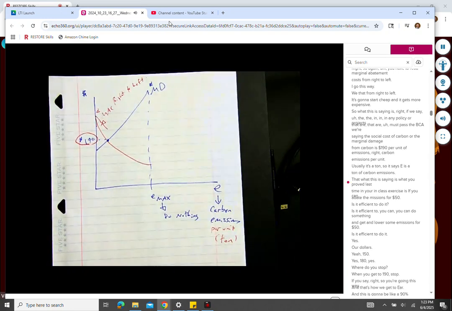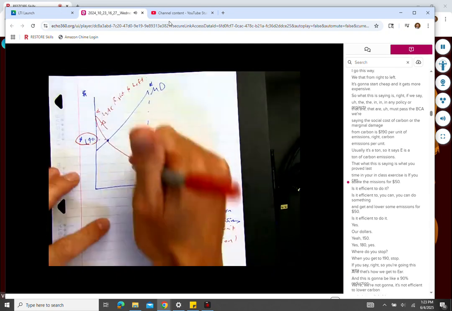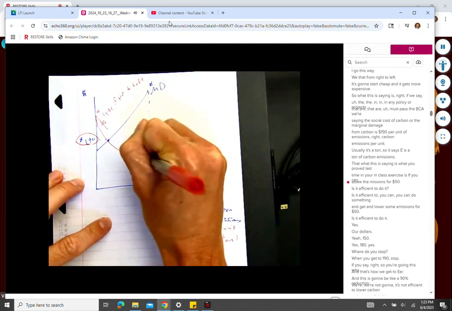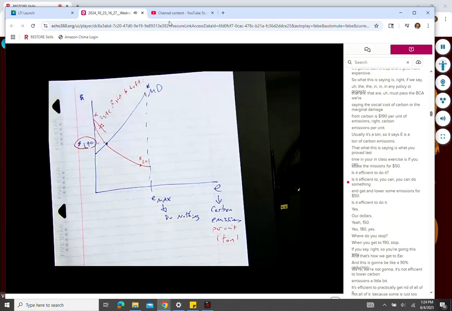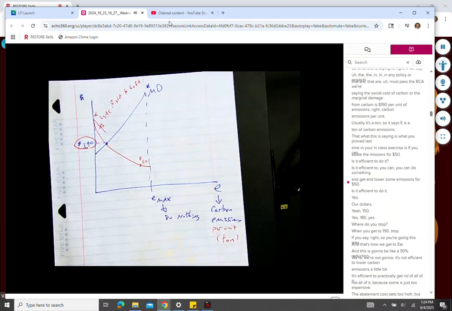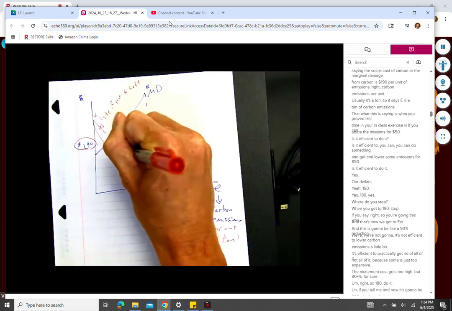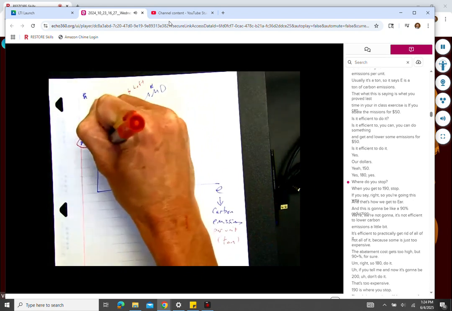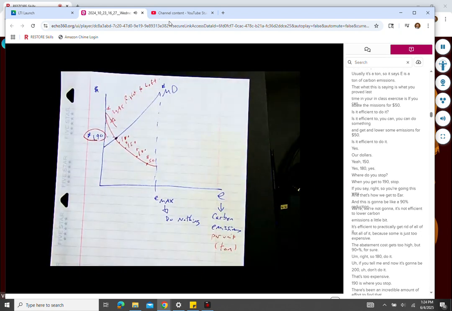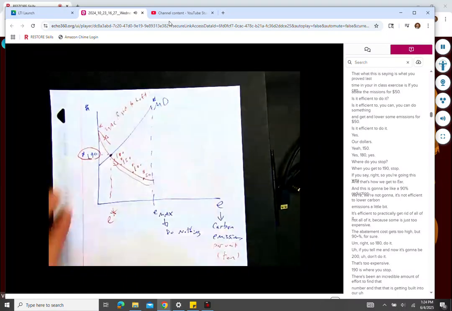Then what this is saying, what you proved last time in your class exercise, is if you can abate emissions for $50, is it efficient to do it? You can do something and lower some emissions for $50. Is it efficient to do it? Yes. $100? Yes. 150? Yes. 180? Yes. Where do you stop? When you get to 190, stop. You're going this way, and that's how we get to E star.